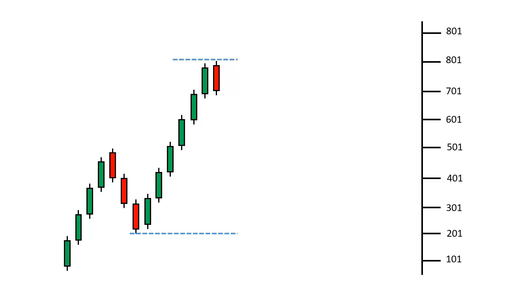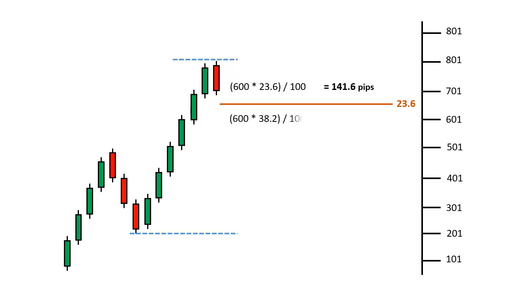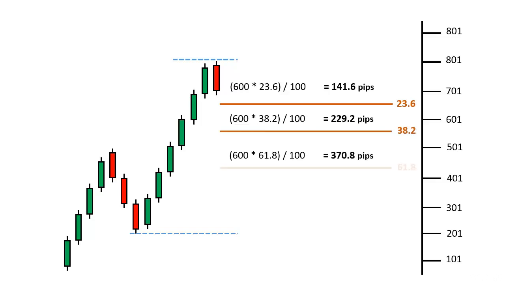So for the first Fibonacci retracement level, which is 23.6, multiply 600 by 23.6 and then divide that by 100. If we do that, then we will have 141.6 as the quotient value. So that means the 23.6 retracement of 600 pips is 141.6 pips. So we draw the 23.6 Fibonacci level at 141.6 pips from the top. By using the same method, we can get the rest of the two Fibonacci retracement levels, where the 38.2 Fibonacci retracement level is placed at 229.2 pips from the top. And then the third Fibonacci retracement level, which is 61.8, is placed at 370.8 pips from the top.